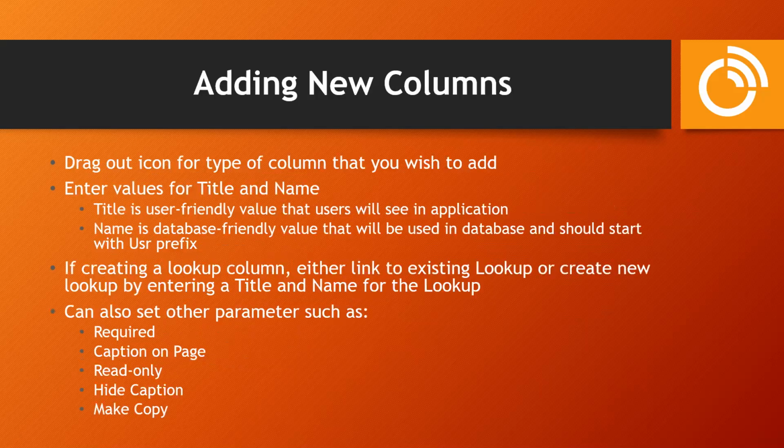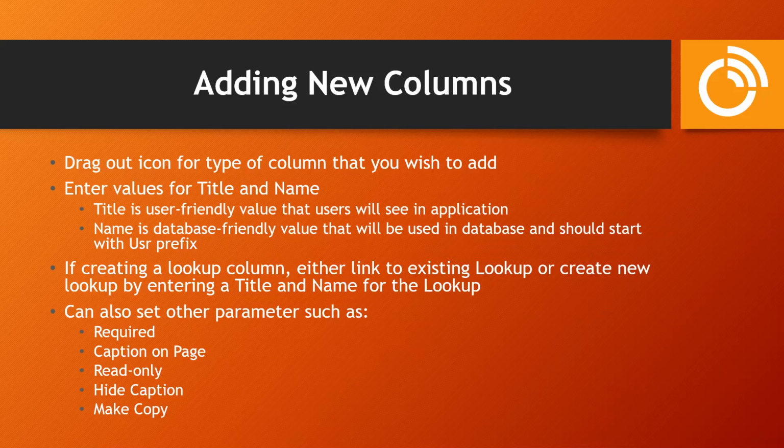So adding new columns. To add a new column, you just drag the icon for the type of column that you wish to add. You'll then enter values for title and name. Again, the title is the user-friendly name that you'll see displayed in the UI of the application. The name is the database-friendly value that'll be stored in the database. Again, that will be prefixed with whatever your current prefix is, generally USR. If you're creating a lookup column, you'll have to either link it to an existing lookup or create a new lookup, again, by adding the title and name for the lookup.